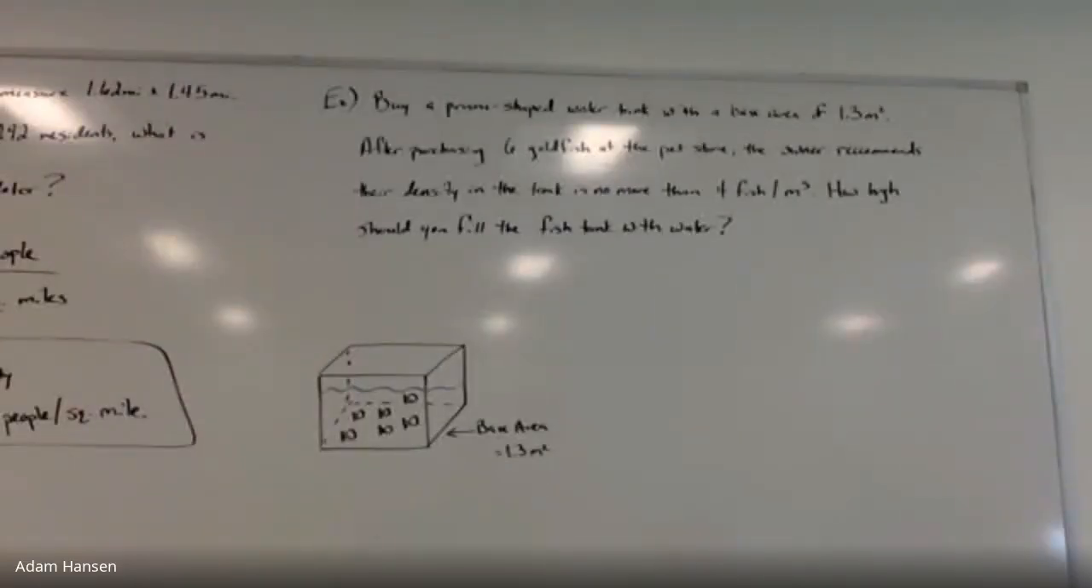After purchasing 6 goldfish at the pet store, the owner recommends their density in the tank is no more than 4 fish per cubic meter. I can't have that many fish living in too small of a tank, right? They might not survive. Too many fish in too small of a tank, overcrowding, and they might die. How high should you fill the tank with water? I want to know how much water to put in the tank so that the fish have enough water to live and not die. Well, why don't you just fill it up to the max that you think you can?